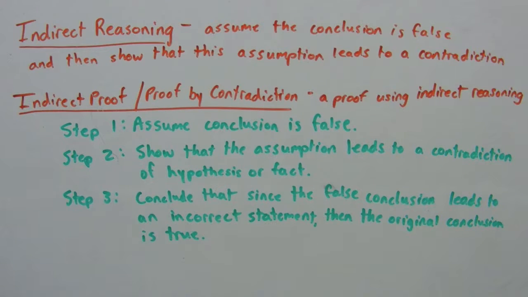Step 3, we have to conclude our proof and say that since that false conclusion, that I didn't bring my umbrella, led to an incorrect statement, then the original conclusion is true. So if it's raining, I do bring an umbrella. Now let's look at a few examples of indirect proof before we go ahead and prove the exterior angle inequality theorem.